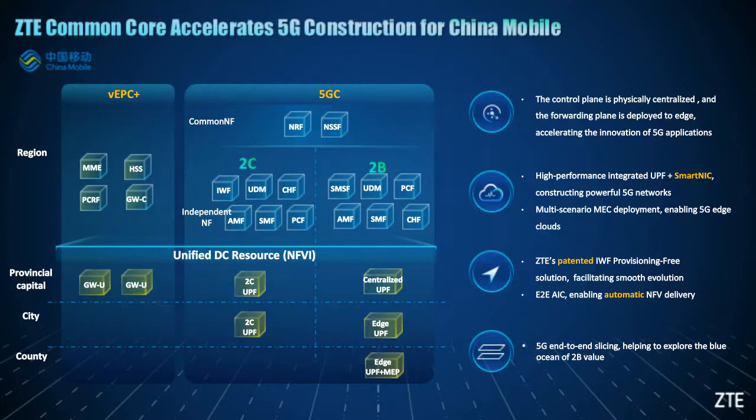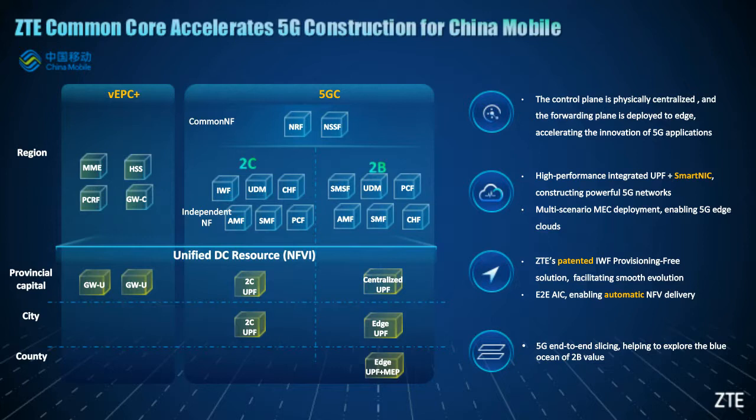So on this unified cloud platform, we have three logically independent core networks. From the ZTE perspective, we can provide China Mobile what we call a common core. The common core is a virtualized core network that could be configured as a virtualized EPC, as a 5GC for retail consumers, or as a 5GC for the vertical industry. It is a wonderful solution for an operator like China Mobile to deploy for different scenarios.